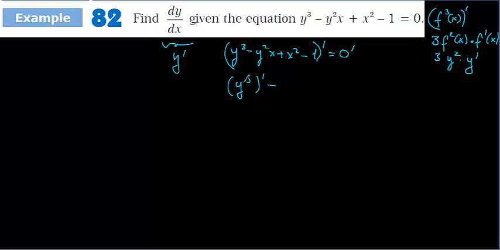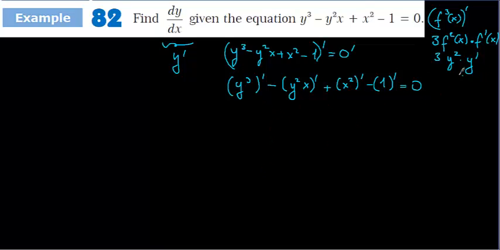And I can do this one directly, but I want to show the difference between these two terms. That's why I didn't do that one directly. The second term is equal to y squared times x derivative, plus x squared derivative, minus 1 derivative, and it's equal to 0 it's going to be.